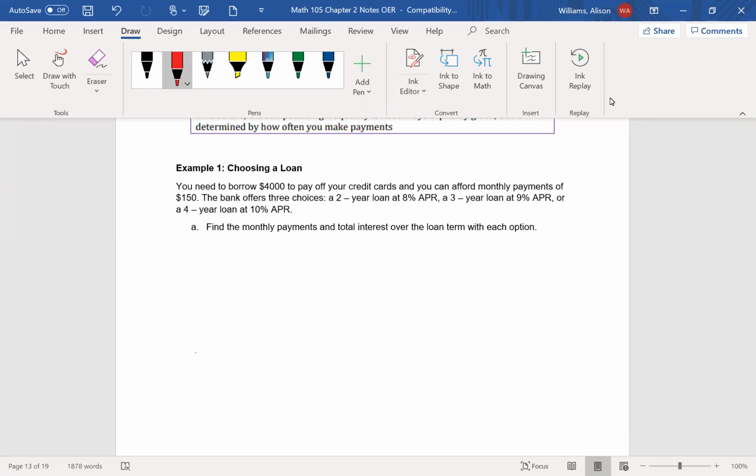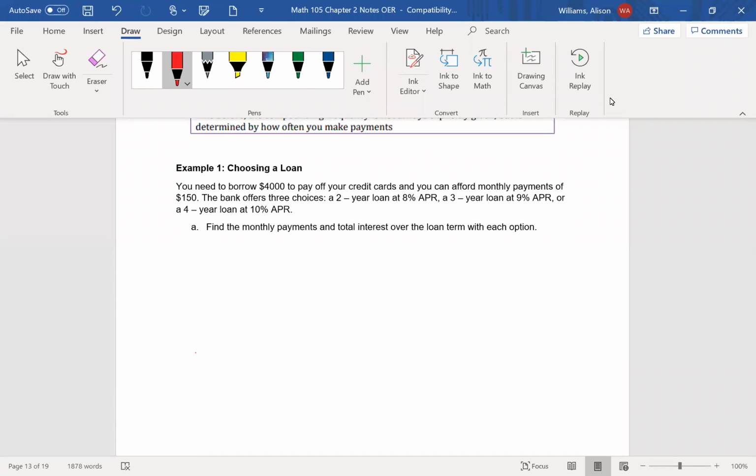We have three choices. We could do a 2-year loan at 8%, a 3-year loan at 9%, or a 4-year loan at 10%. Notice, of course, the percents get higher the longer the loan is, because they're taking more of a risk of you not paying it back by allowing you to pay it back at a much slower rate. Plus, they're not getting their money back very quickly, so they can't loan that money out to other people.